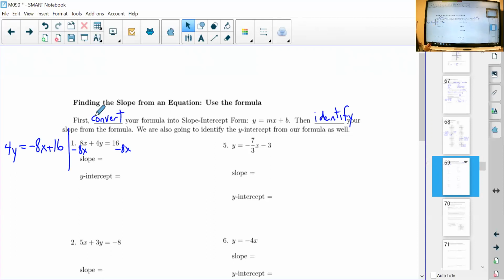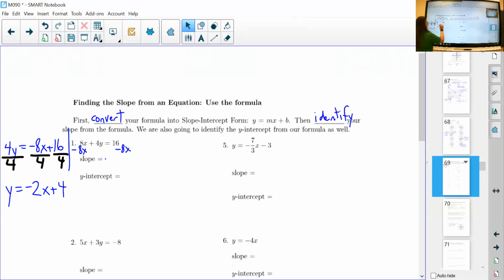Okay, but I wanted y by itself. So let's divide everything by that coefficient in front. I'm going to get y equals negative 2x plus 4. Now I want the slope. It's just the negative 2. Slope is negative 2. And I want the y-intercept.